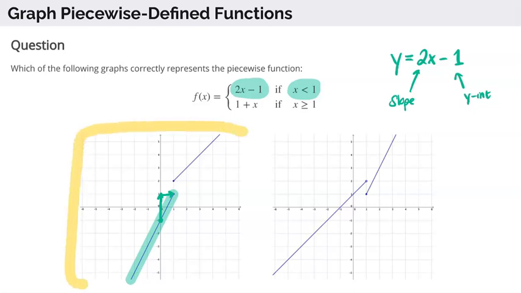Right, so here's our winner here. And if we want to be super careful, we can check the second equation as well. The second equation is supposed to have a slope of 1 and a y-intercept of 1. And this one does have a slope of +1. See, it goes up 1 over 1. And if you were to connect that back to the y-axis, it would cross at 1.